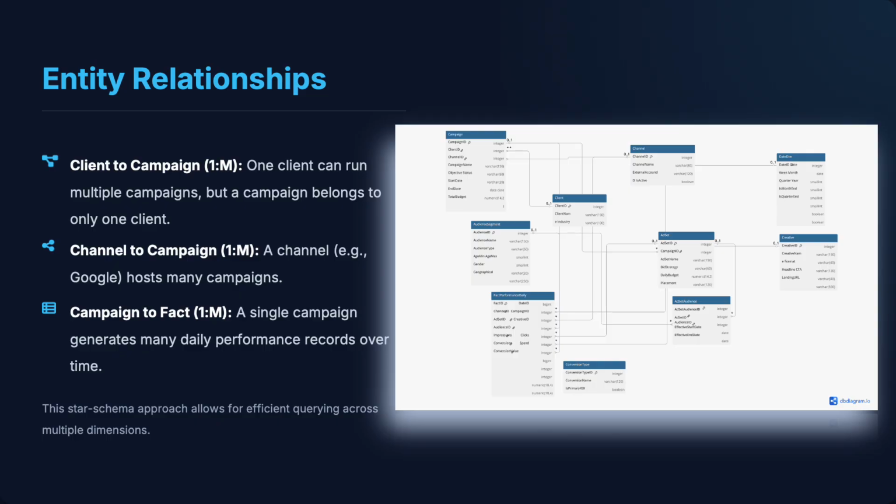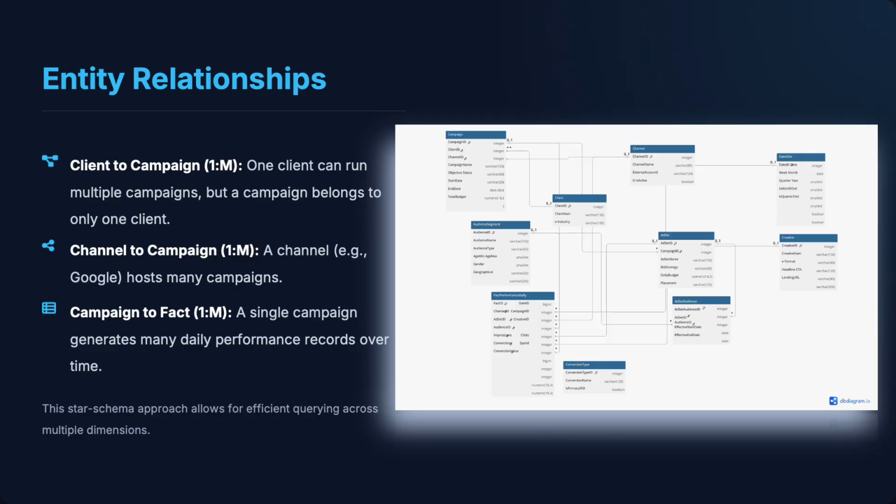Here is how those entities actually relate to one another. Designing the entity relationship diagram, or the ERD, was critical to ensuring data integrity. We utilize specific logical connections. One-to-many, for example, a single client pays for multiple campaigns. A single campaign generates many daily performance records. And many-to-many is what connects our audience and creatives together.